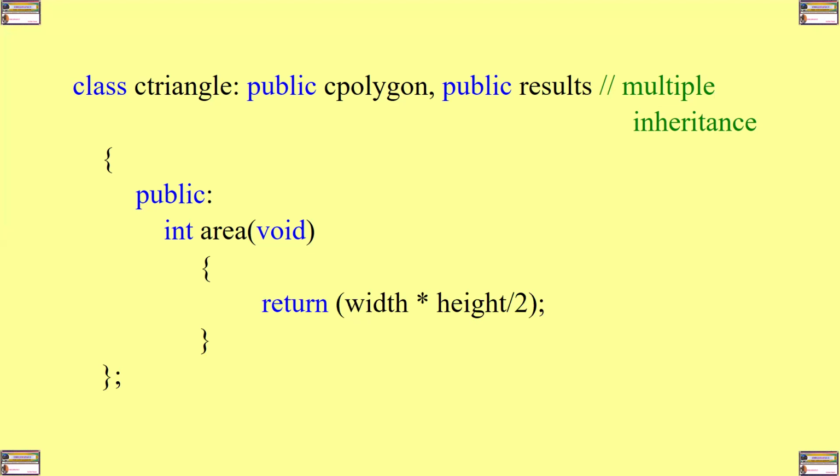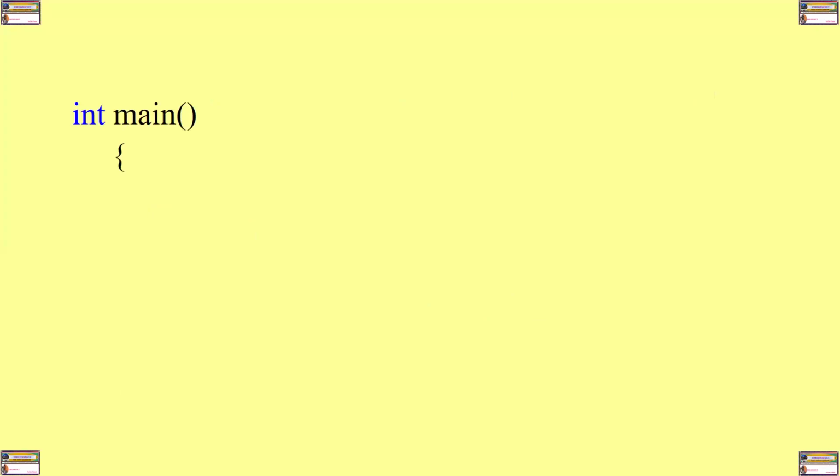So as you can see, the cTriangle derived class is going to inherit the data and the methods of the classes called cPolygon and results. And therefore, we expect that this derived class is going to access those members and also perform the required operations, as you can see. Then we go to the main function.